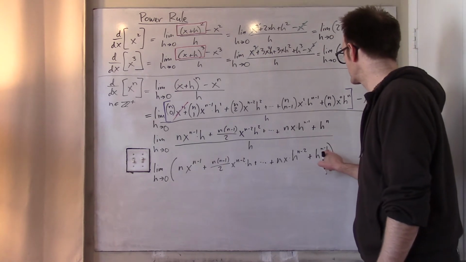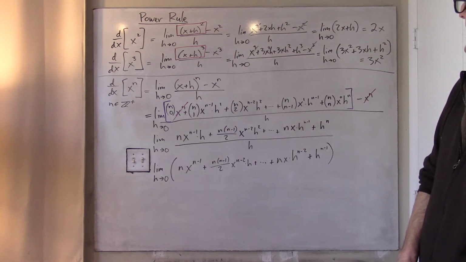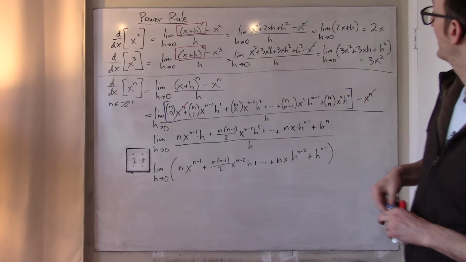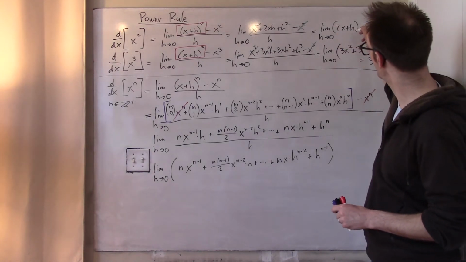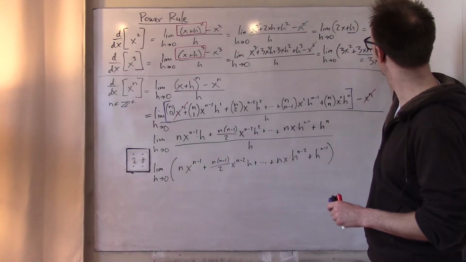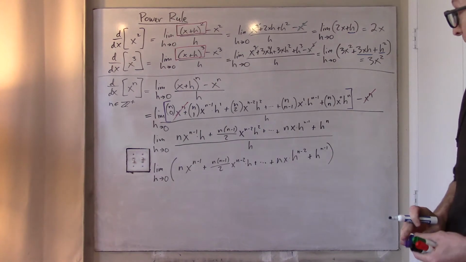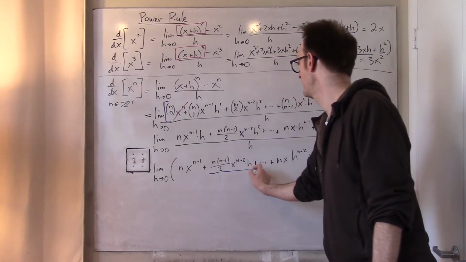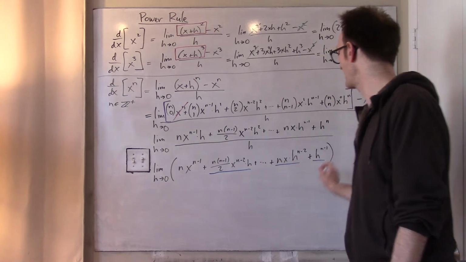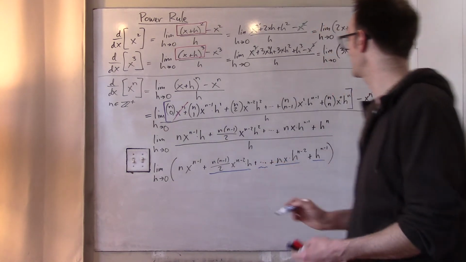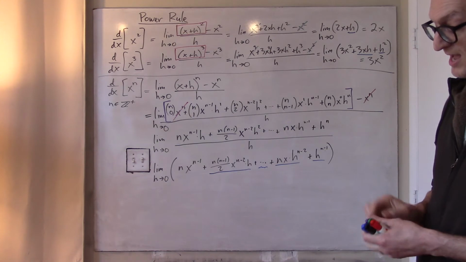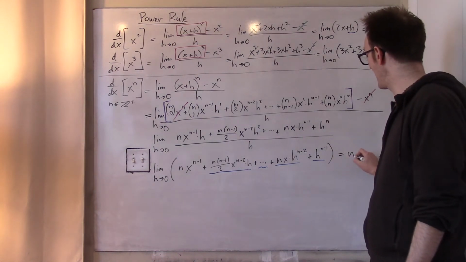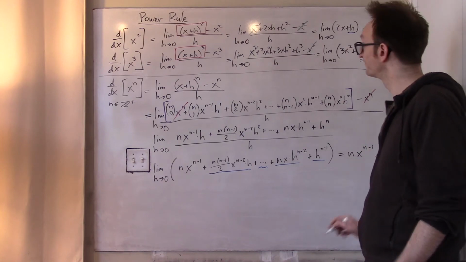But all of this doesn't matter, because just like above, you're really going to get this leading term, and then you're going to get a whole bunch of terms which now just die as h goes to 0. And that's exactly what happens here. That goes to 0, that goes to 0, that goes to 0, and all this stuff in there goes to 0 as well. And the answer to this problem is just n x to the n minus 1.